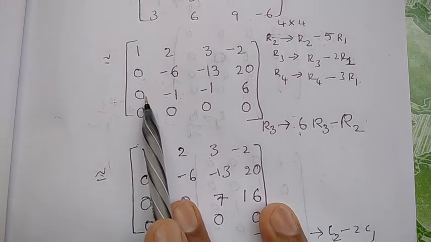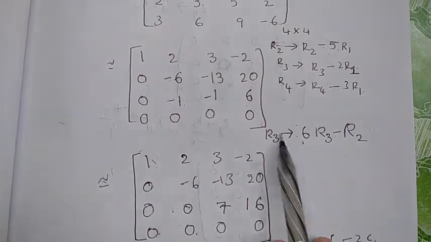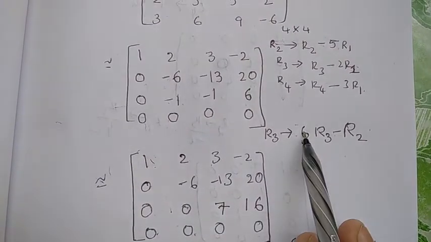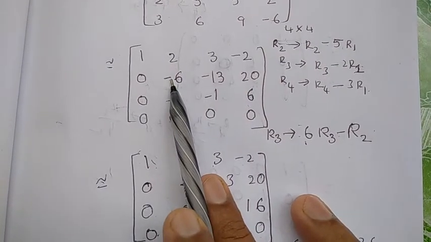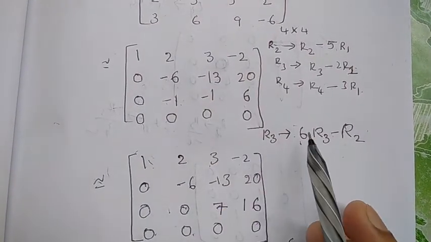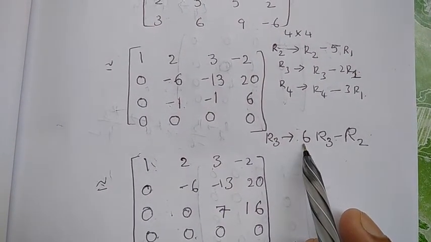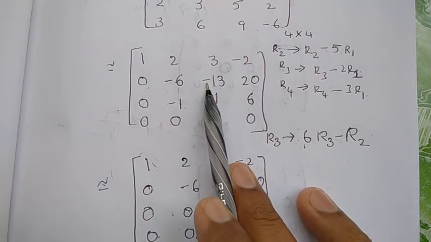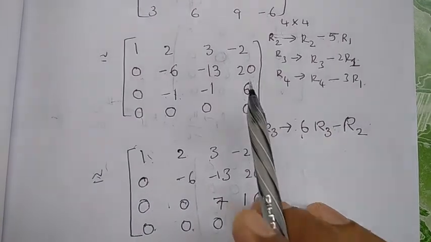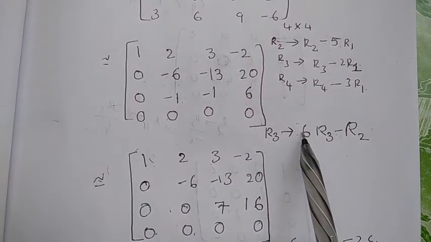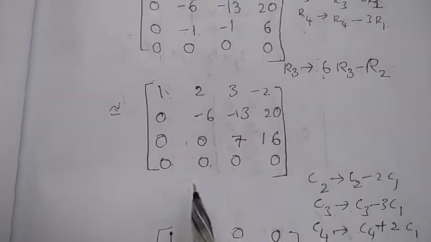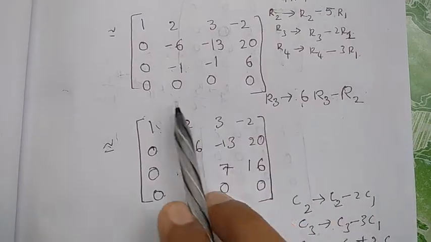Now here 6 into 0 is 0, minus 0 is 0. Next minus 1 into 6 is minus 6, minus 1 into minus 6 is plus 6, minus 6 plus 6 is 0. Next 6 into minus 1 is minus 6, minus into minus 13 is plus 13, minus 6 plus 13 is plus 7. Now 6 into 6 is 36 minus 20, 36 minus 20 is 16. Next R4 has no changes, R4 stays as it is.